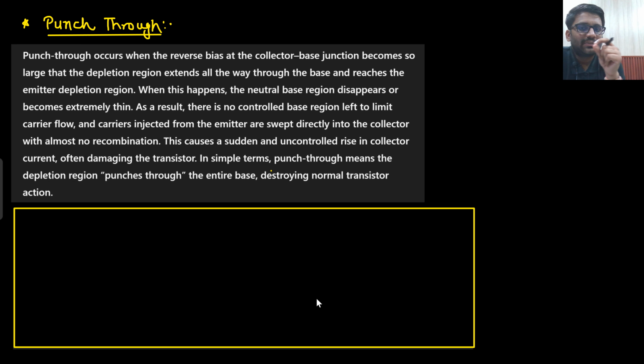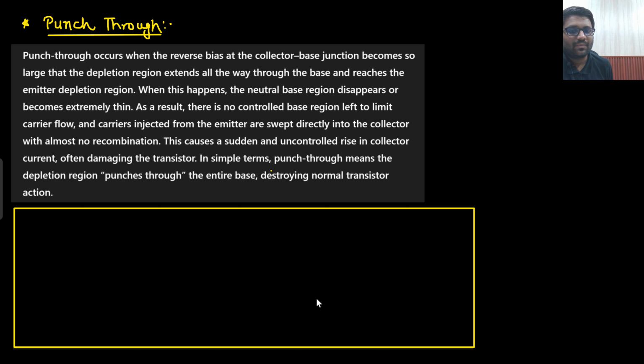Punch through occurs when the reverse bias at the collector base junction becomes so large that the depletion region extends all the way through the base and reaches the emitter depletion region, right? Completely it is depleted. When this happens, the neutral base region disappears or becomes extremely thin. As a result, there is no recombination in the base region, there is no controlled base region left to limit the current flow, and the carriers injected from the emitter are swept directly into the collector with almost no recombination. Whatever holes came, all are swept away because no recombination is happening. This causes a sudden and uncontrolled rise in collector current, often damaging the transistor.